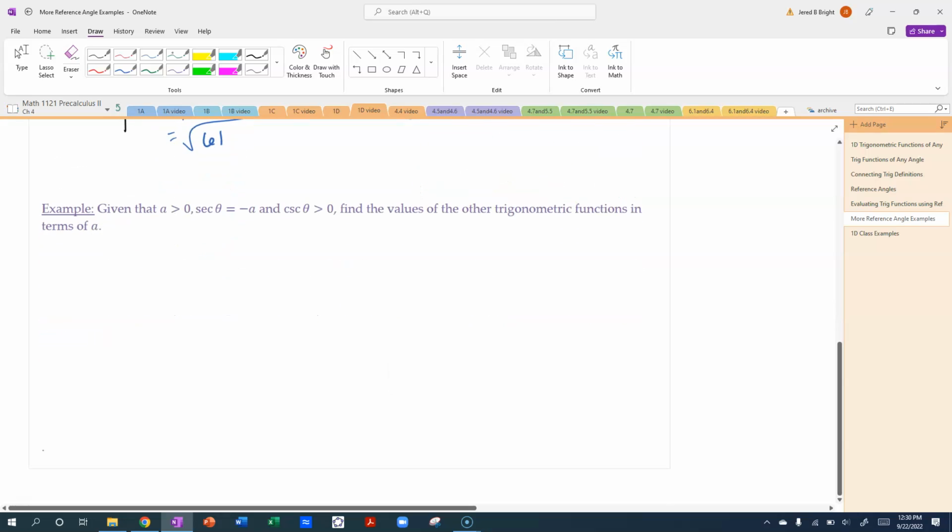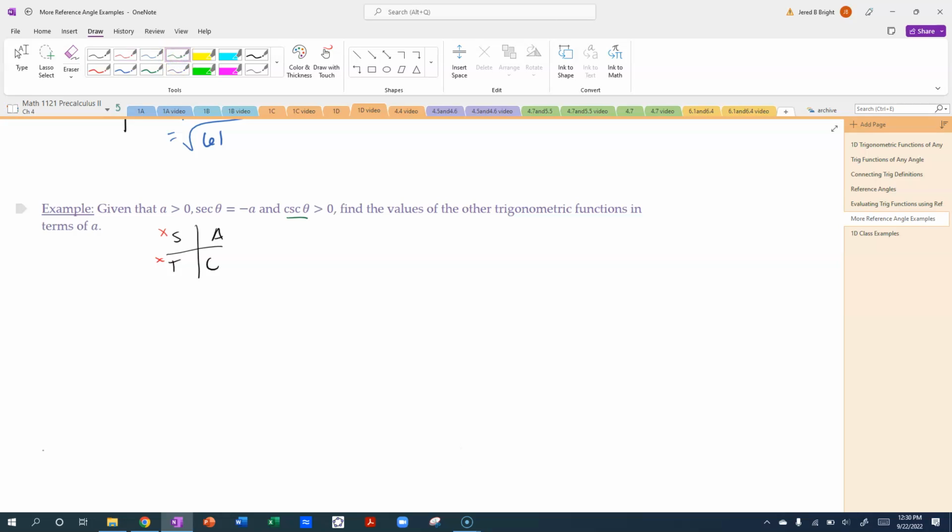Last example. Okay, so we're given that a is positive, secant of theta is negative a, and cosecant is positive. Find the values of the other trigonometric functions in terms of a. Oh, okay. So I'm just thinking, a, s, t, c. Okay, so secant is negative here and here. Cosecant is positive. Cosecant is the reciprocal of sine here and here. So I'm actually going to be in quadrant 2.